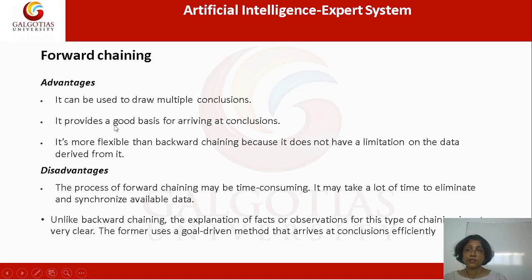The advantages of forward chaining are that it can be used for multiple conclusions, it provides a good basis for drawing conclusions, and it's more flexible than backward chaining because it does not have a limitation on the data derived from it. Whereas on the disadvantage side, the process of forward chaining may be time consuming. It may take a lot of time to eliminate and synchronize the available data. Unlike backward chaining, the explanation of facts or observations for this type of chaining is not very clear. The latter uses a goal-driven method and arrives at a conclusion.